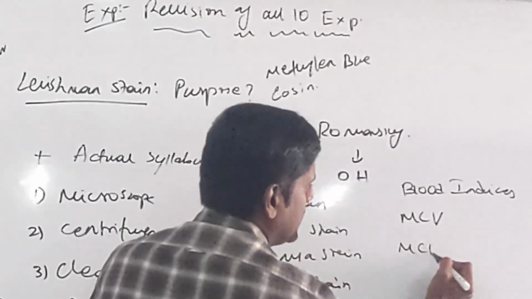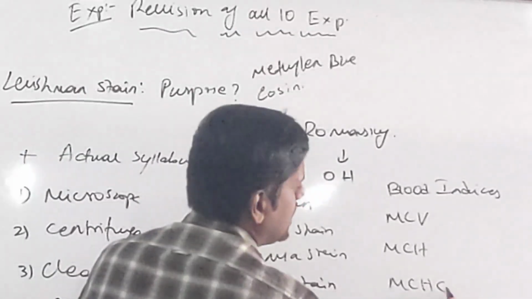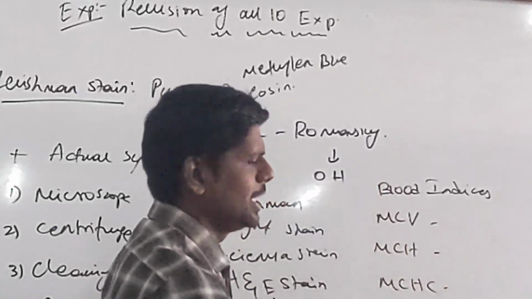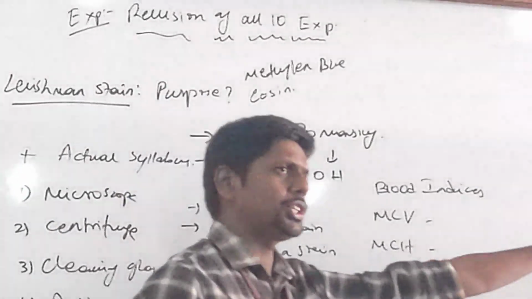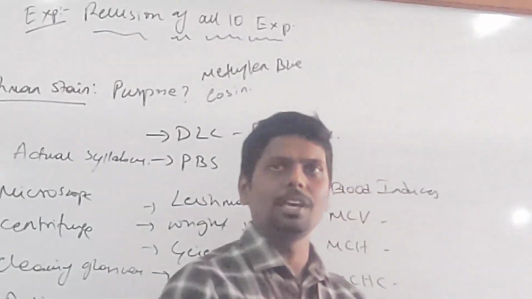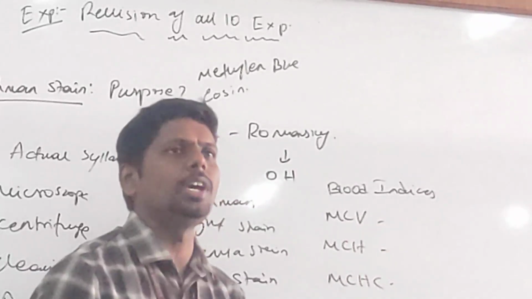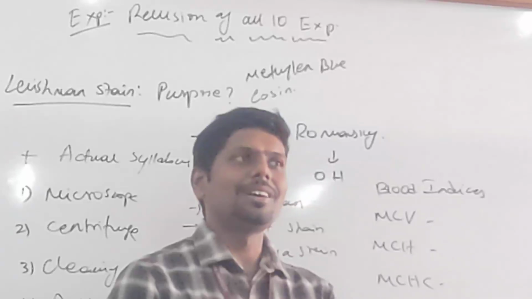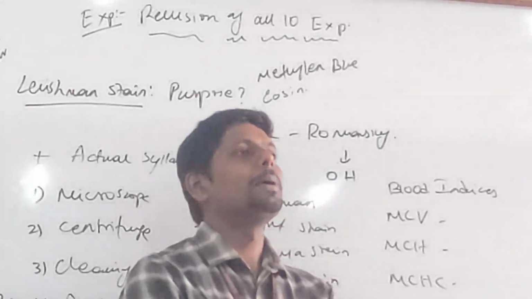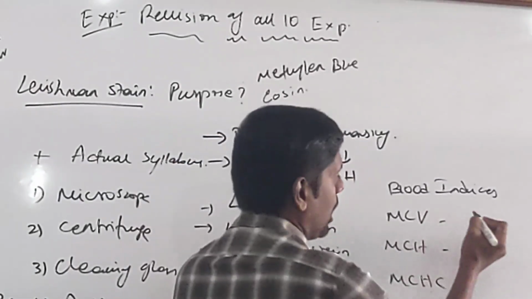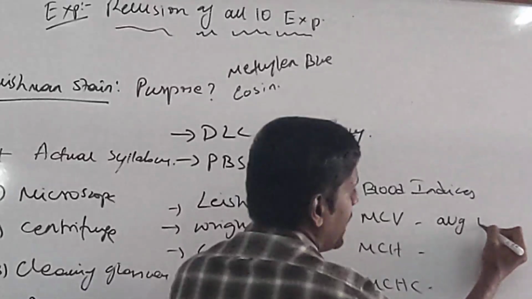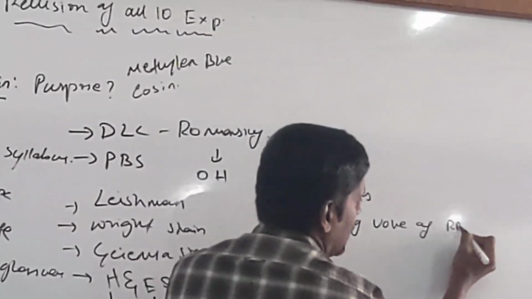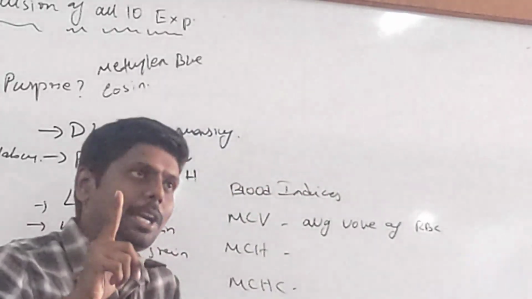MCV, MCH, MCHC, color index. Very good. What is the purpose of these four? Tell me, students. Let us write the definition, formula and normal values. What is the definition of MCV? Mean corpuscular volume is the average volume of RBC. It is an average, not a single red blood cell, right?